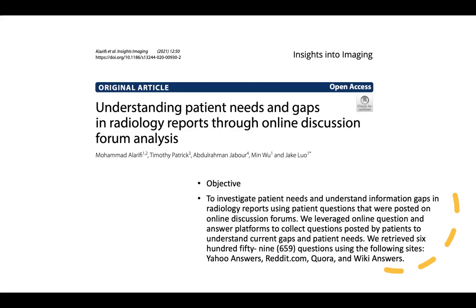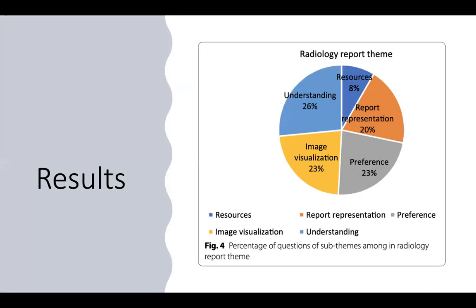So I dug more and more, and I came up with a good result, and then I published it in this paper, Understanding Patient Needs and Gaps in Radiology Report through Online Discussion Forum Analysis. And alhamdulillah, it was in one of the best journals in the world, Insights into Imaging. I think the impact factor was 4.5 or something like that. So I came up with the results.